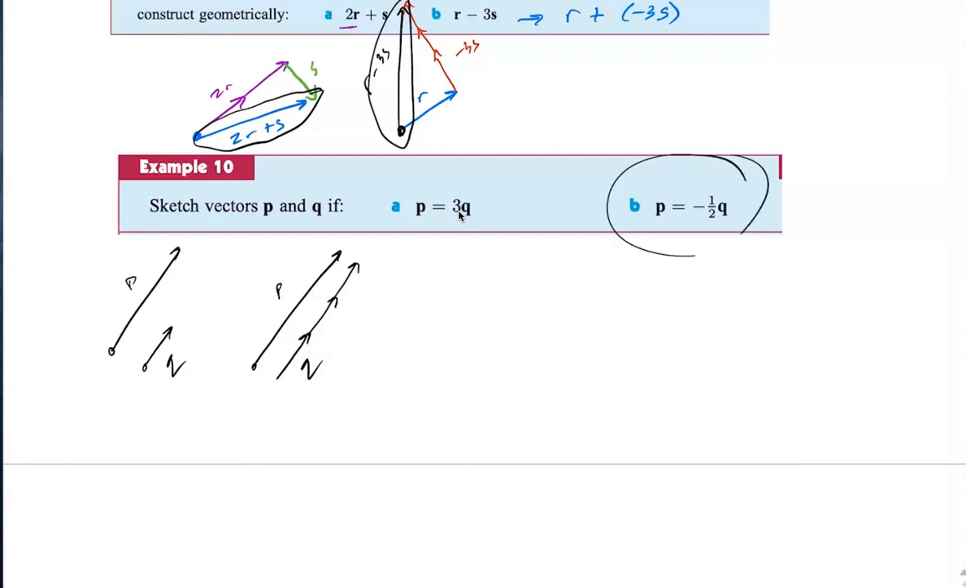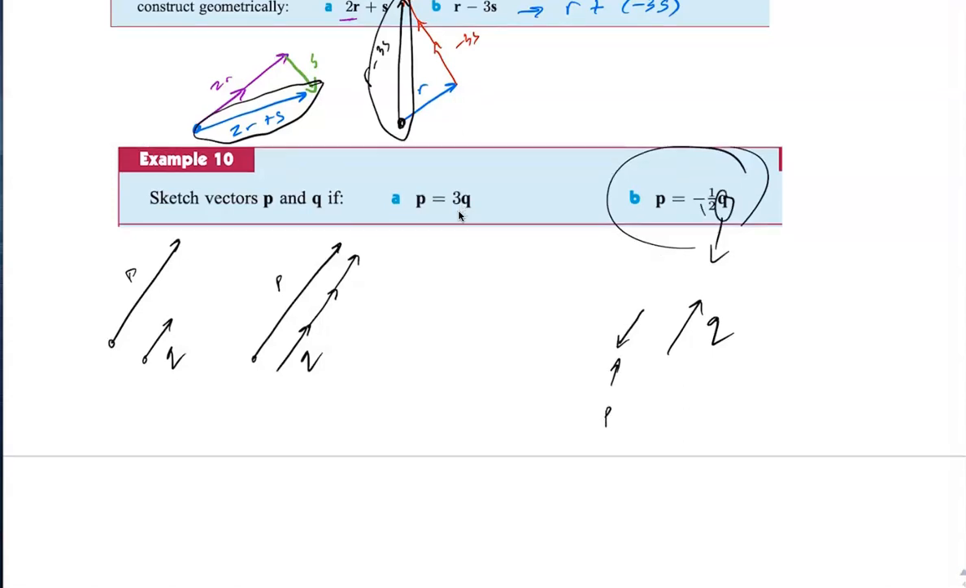How about this one? P equals negative 1/2 q. I always try to draw q first. Let's say q is, I don't know, this. What is negative 1/2 q? It'll go in the wrong direction, but only half as big. Something to that effect. So that must be my p. When you do this problem, the easiest way is to pick a generic q, and then do this to it, and that becomes your p. Same thing I did here, right? I picked a generic q, this guy, and said, okay, let me do this to it. So I added 3 of them, and that's my p. That's it.